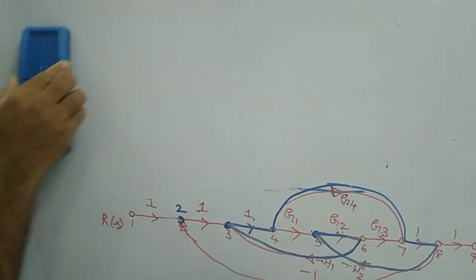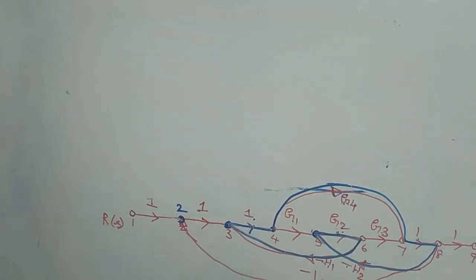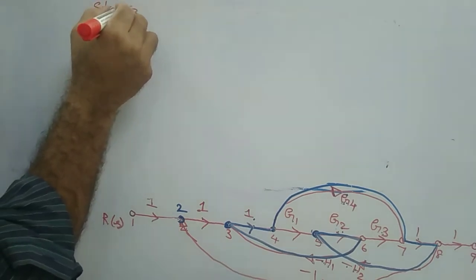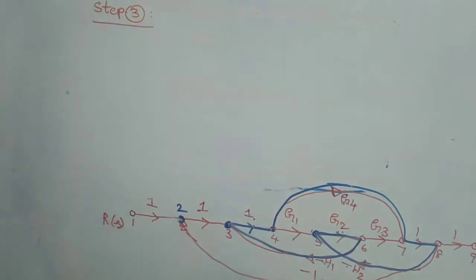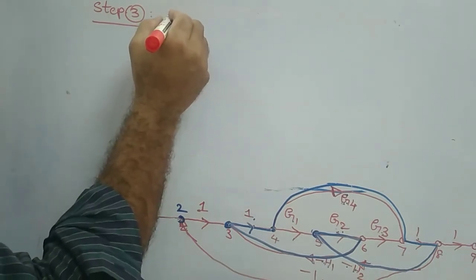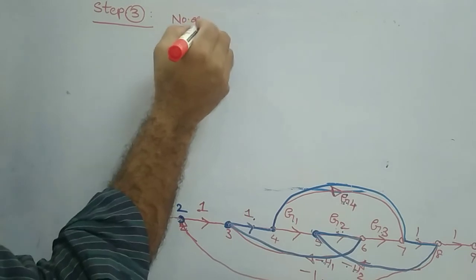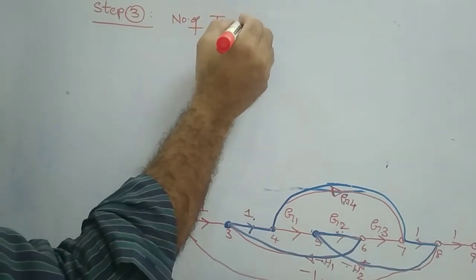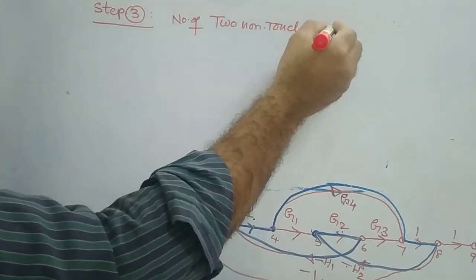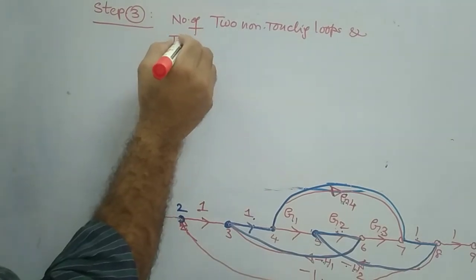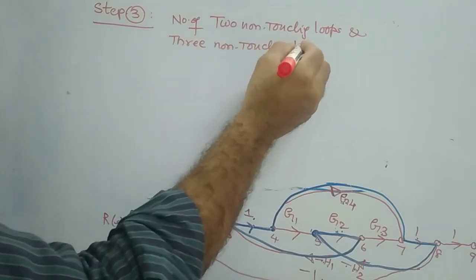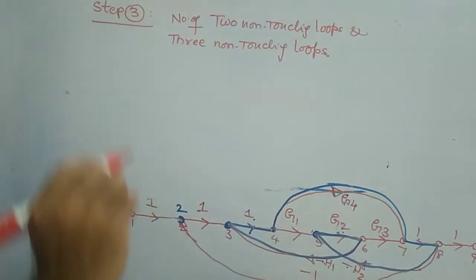Now, we have seen step number 1 and step number 2. This is step number 3. What is step number 3? Normally, step number 3 describes the number of 2 non-touching loops and 3 non-touching loops which are available in the given signal flow graph.